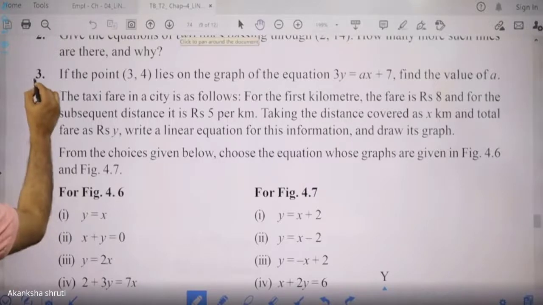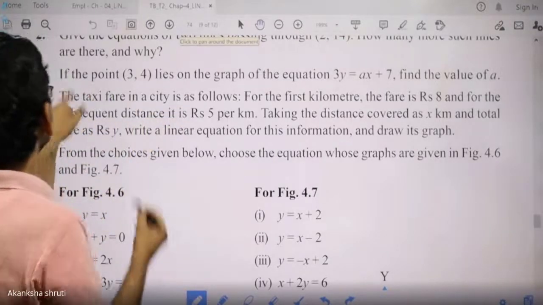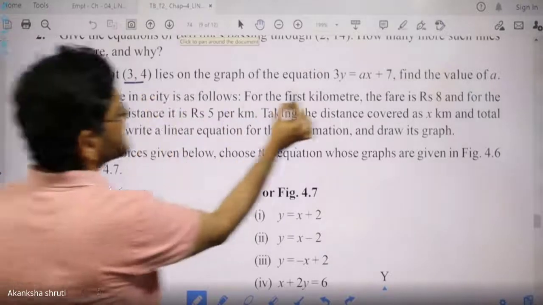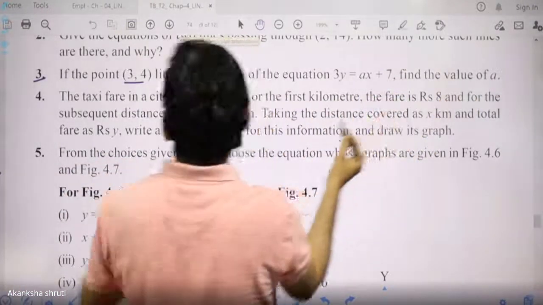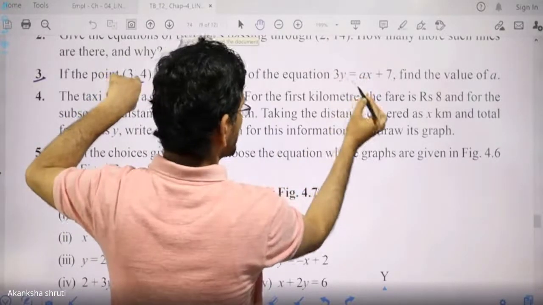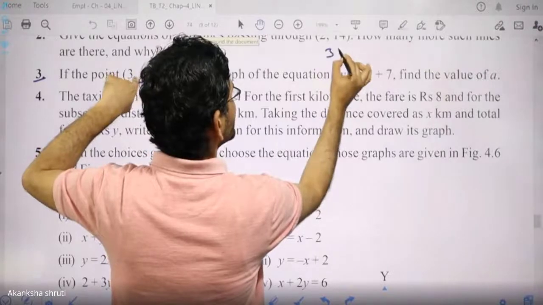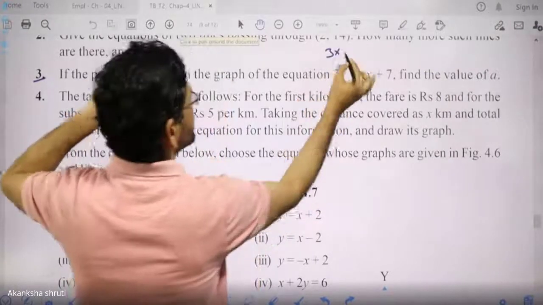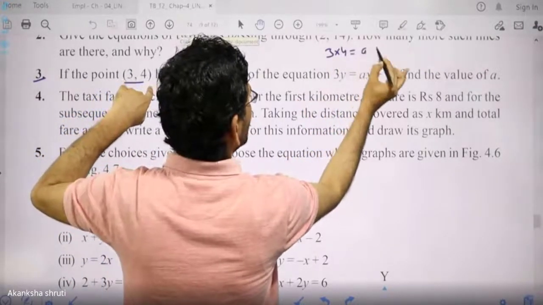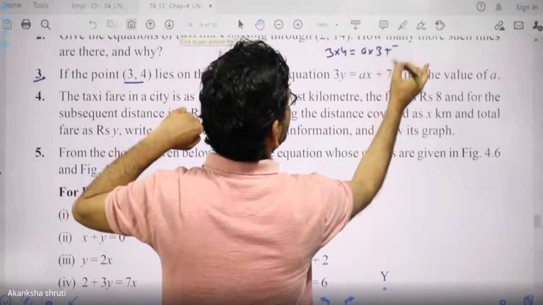Students, let us consider question number 3. Such questions we had already done. The point (3, 4) lies on this equation. Find the value of a. Means x equals 3 we have to substitute. So let us go for substituting it, and y equals 4. So 3 into y value, which is 4, is equal to a. The x is 3 into 3 plus 7.